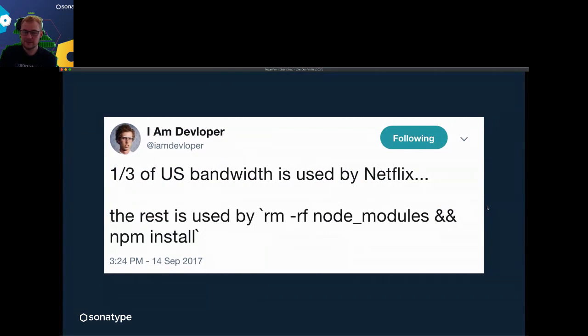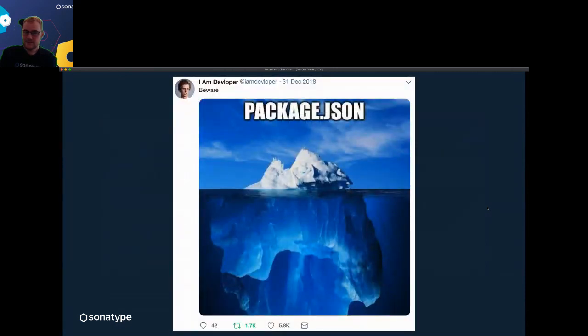Now, there's the inevitable jokes about NPM, as I said. There's many of these around, but these are some of my favorites. And our package.json.